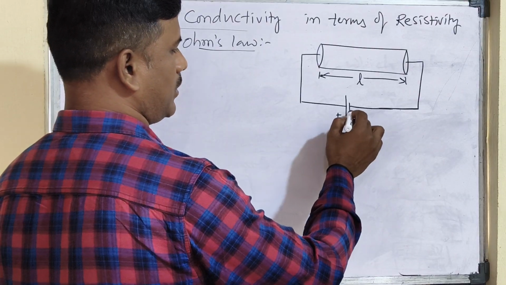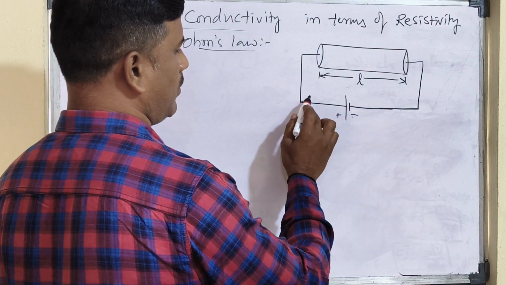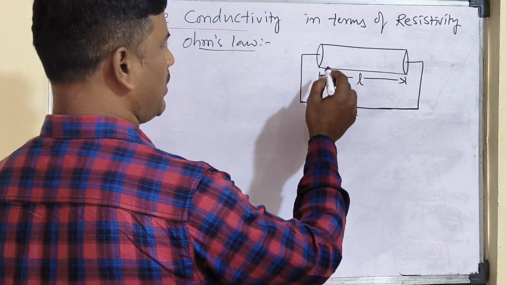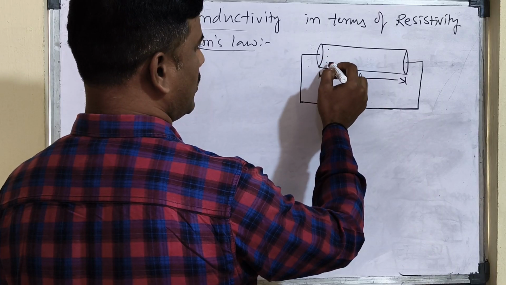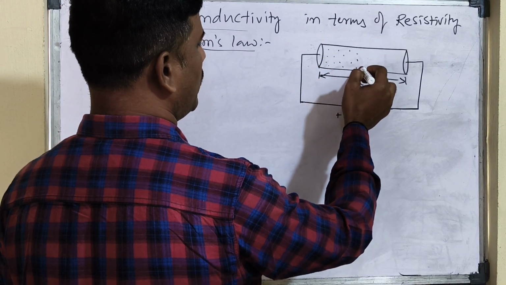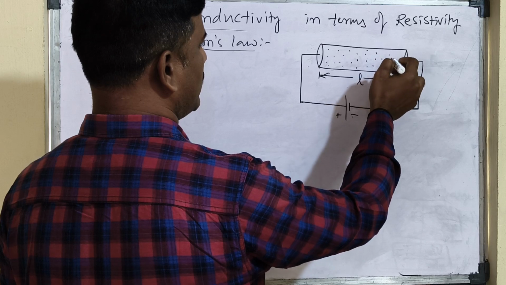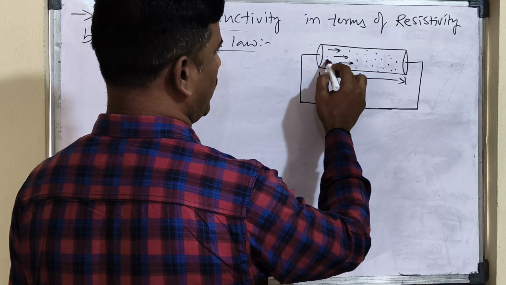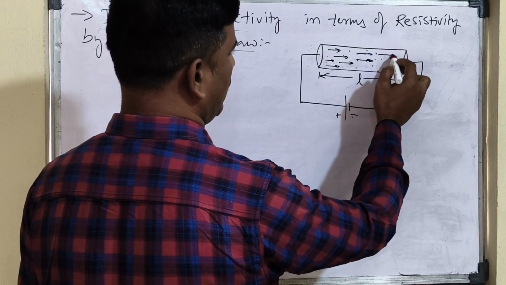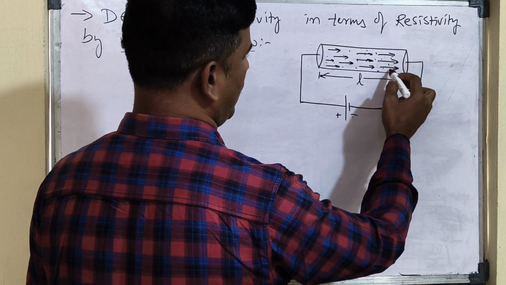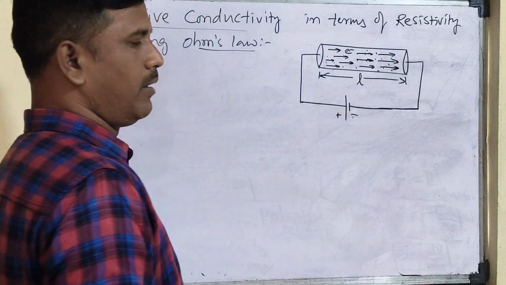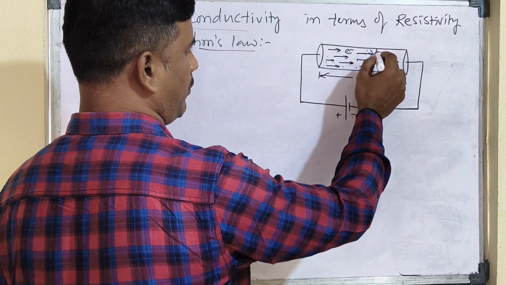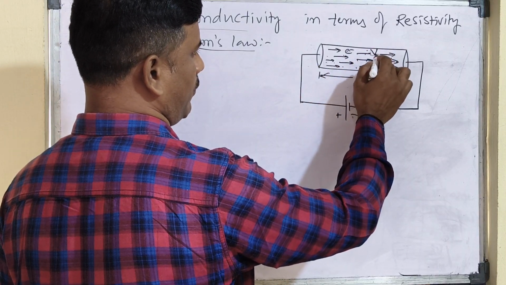A battery is connected. When a battery is connected, what is produced? Drift is produced, meaning a force is applied. Because of that, the electrons move in the same direction. All electrons move from one end to the other regularly, not randomly. They move in this way from one end to the other. That velocity is called the drift velocity.